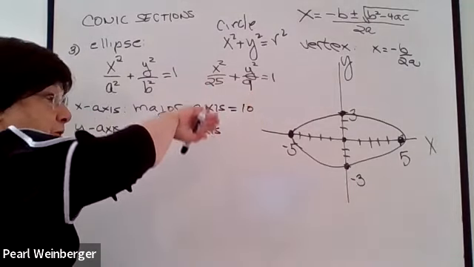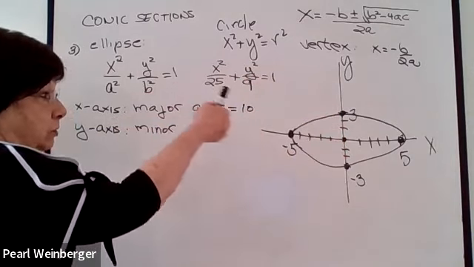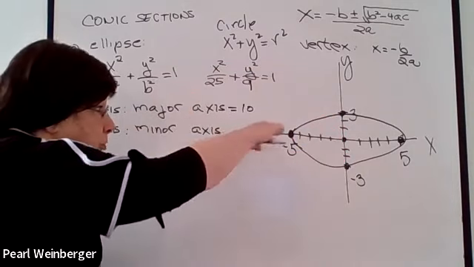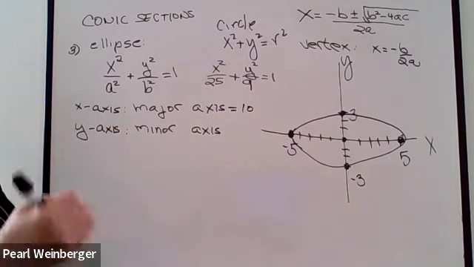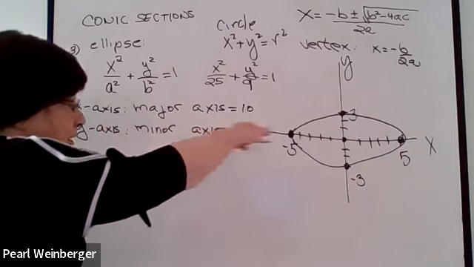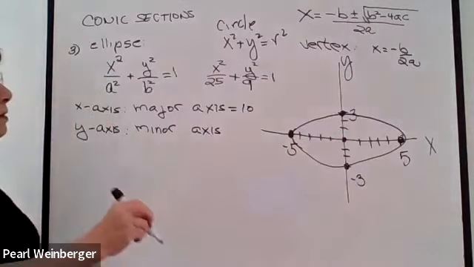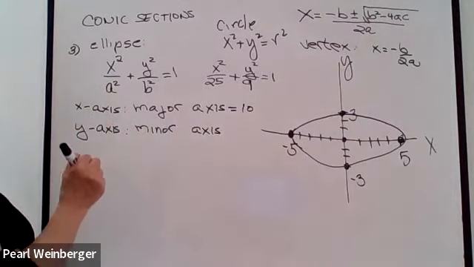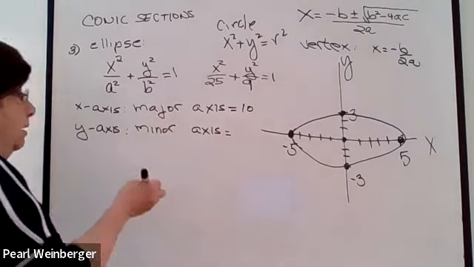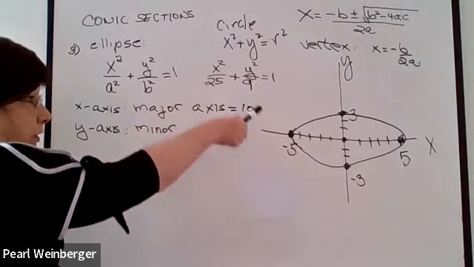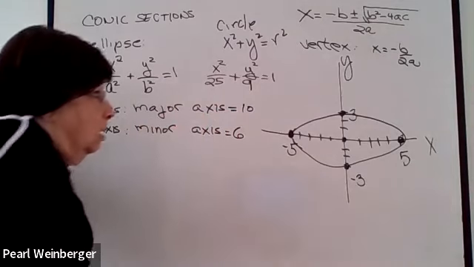In other words, it's going from 0 to 5 in one direction and from 0 to -5 in the other direction. We know that the diameter is double the radius. Here, since the whole length of this major axis has to go from -5 to 5, it's going to be a total of 10. The minor axis is going from -3 to 3, so its total length is 6.